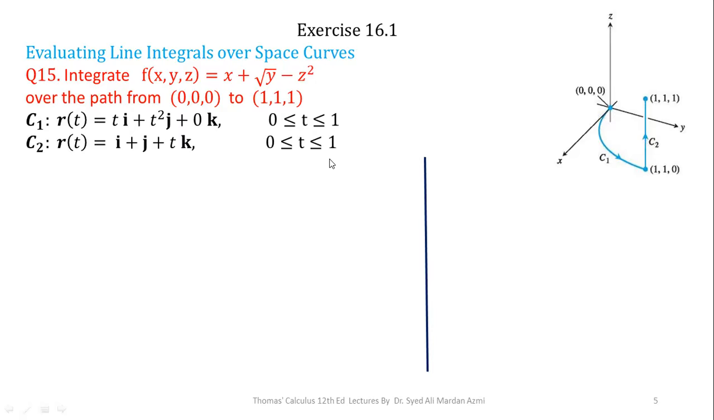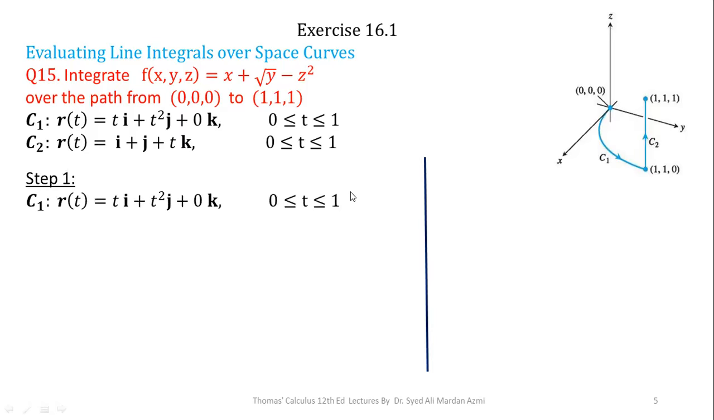In the next step, we will evaluate this problem. For this purpose, first of all, we will perform our calculation with respect to the path C1. Then, after completing the calculation with respect to C1, we will calculate the line integral with respect to C2. And in the end, in order to calculate the total line integral from 0, 0, 0 to 1, 1, 1, we will calculate the line integral along the path C1 plus along the path C2.